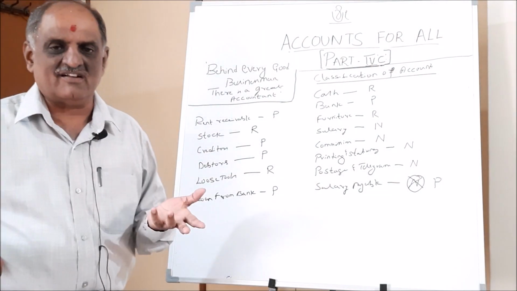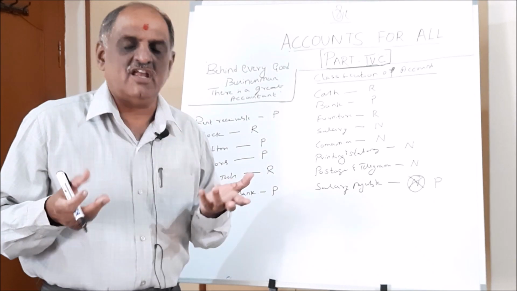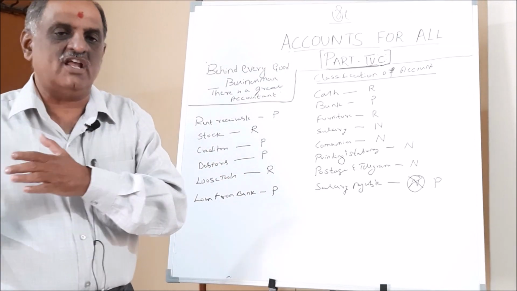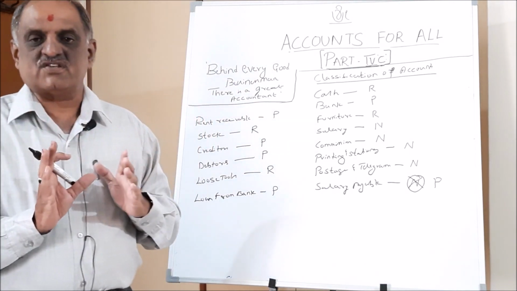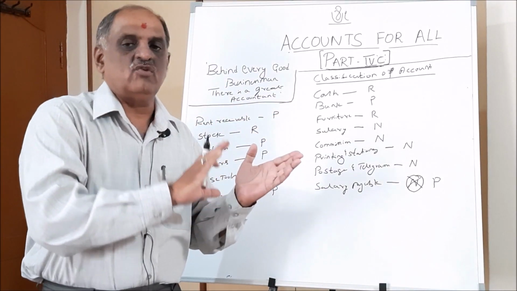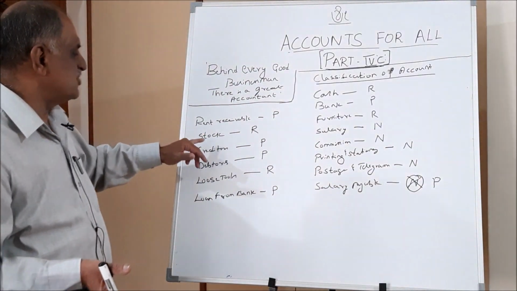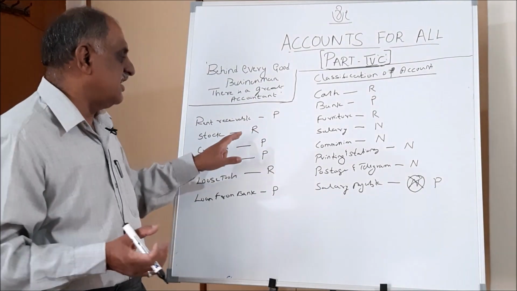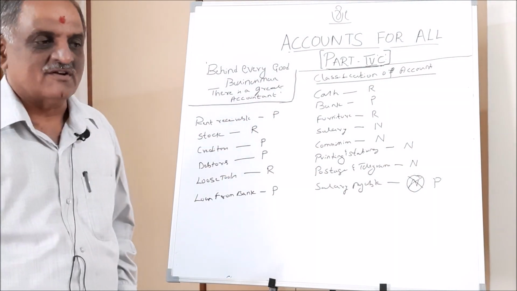Then stock. What is stock? Stock is unsold finished goods, or goods lying in the business or godown, whatever it is. That means it can be sold and converted into cash. Stock and inventories are one and the same. It is a real account.